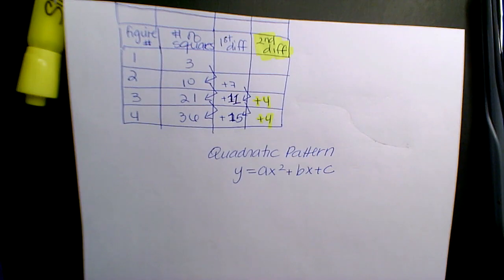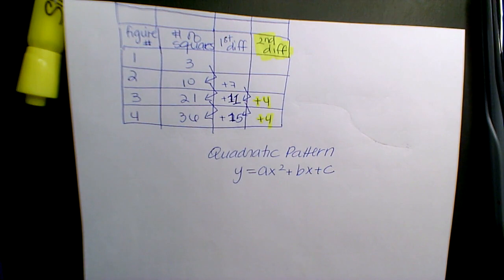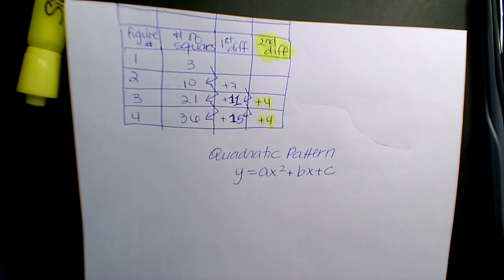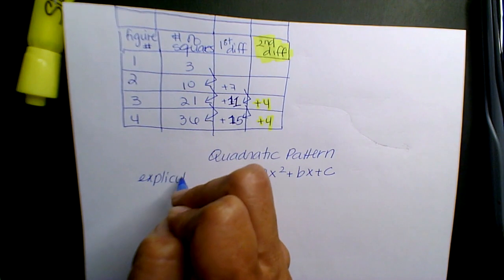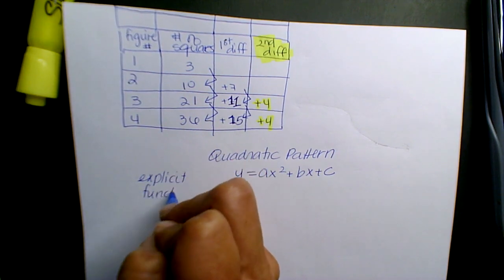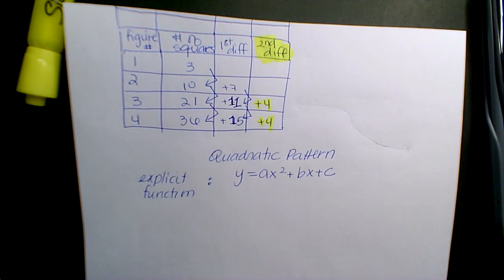You're given a quadratic pattern, a table, first difference, and second difference. You want to come up with the explicit function. If you're looking for the explicit function, you want to write it, you want to find it. And this is why it's extra credit.